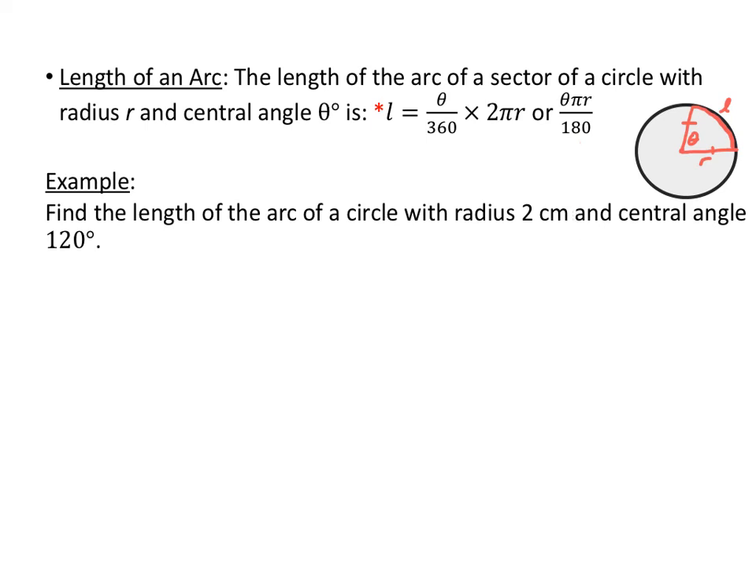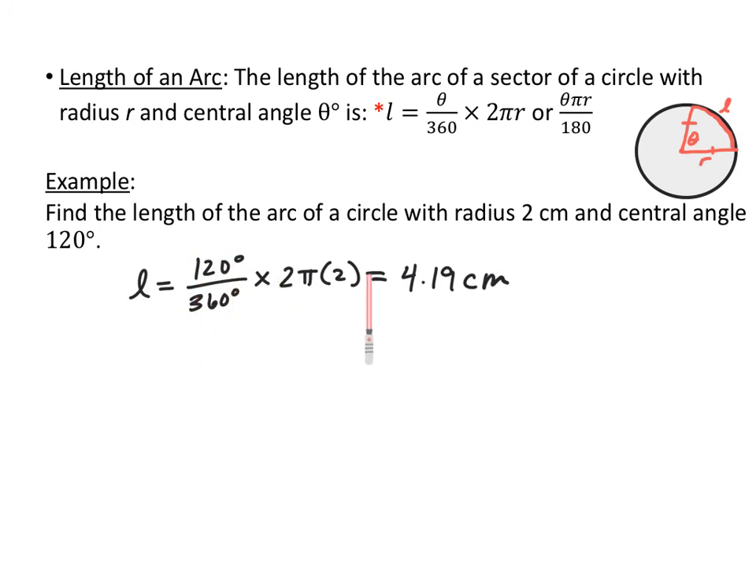Find the length of an arc of a circle with a radius of 2 centimeters and a central angle of 120 degrees. So 120 degrees out of 360, you're just taking a part of the circumference, times the circumference with your radius to be 2. Plug all this in your calculator, and you end up with the arc length to be 4.19 centimeters. So this has been a review of right triangle trig and arc length.